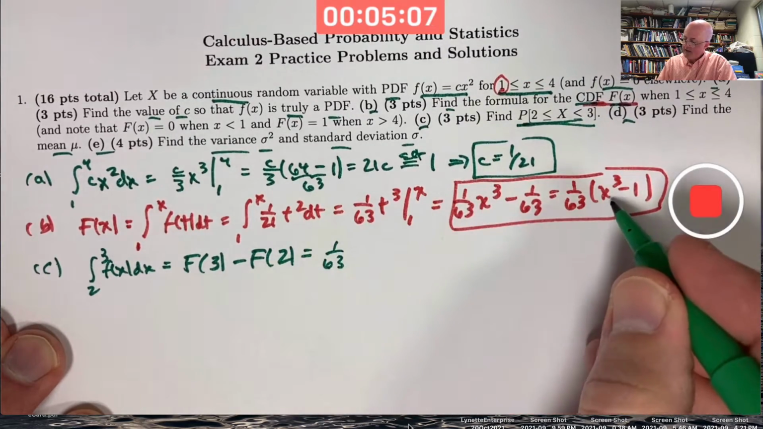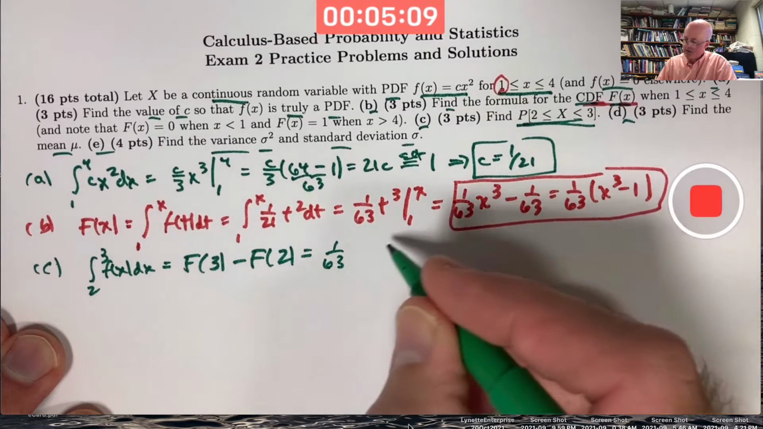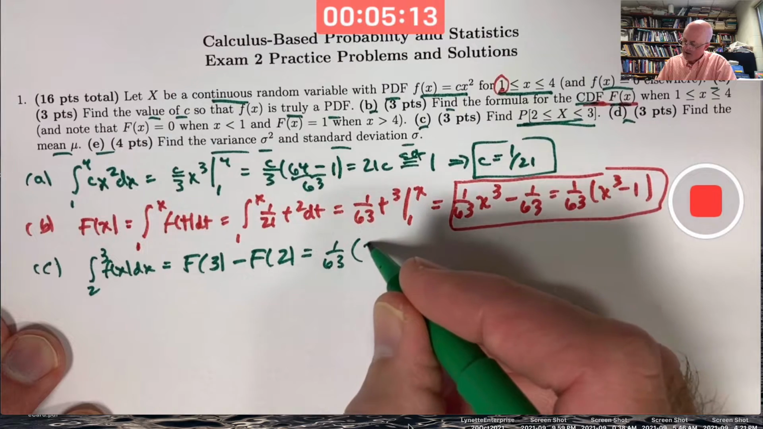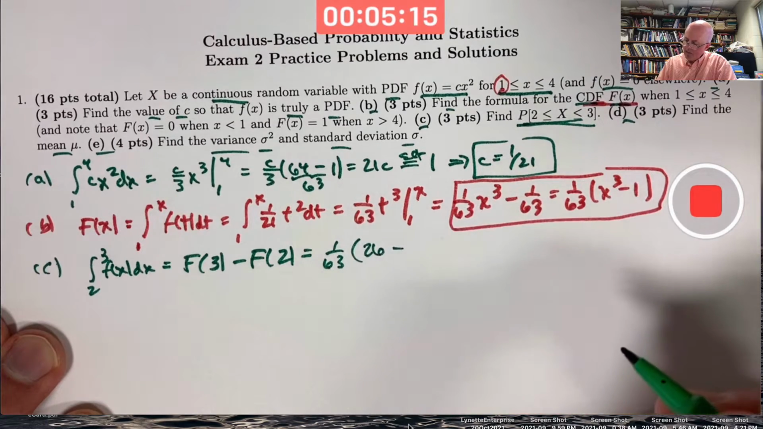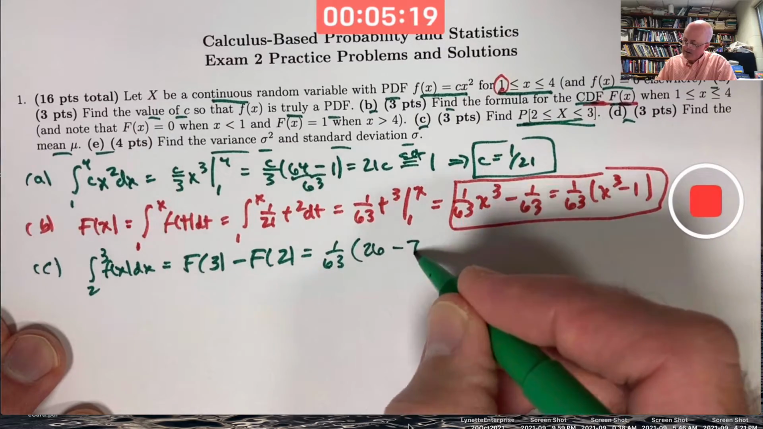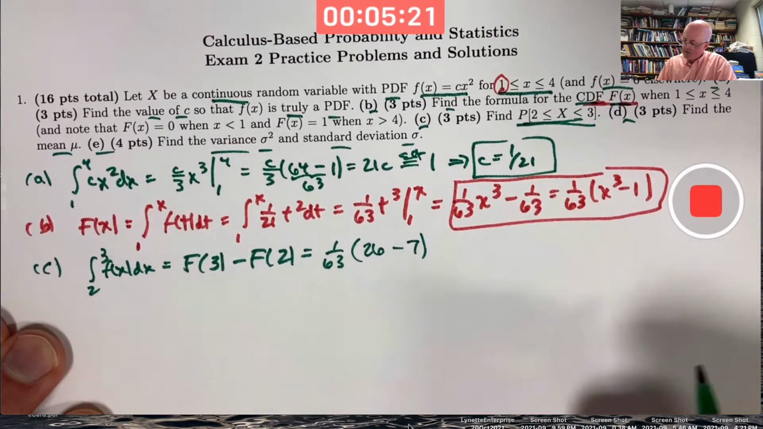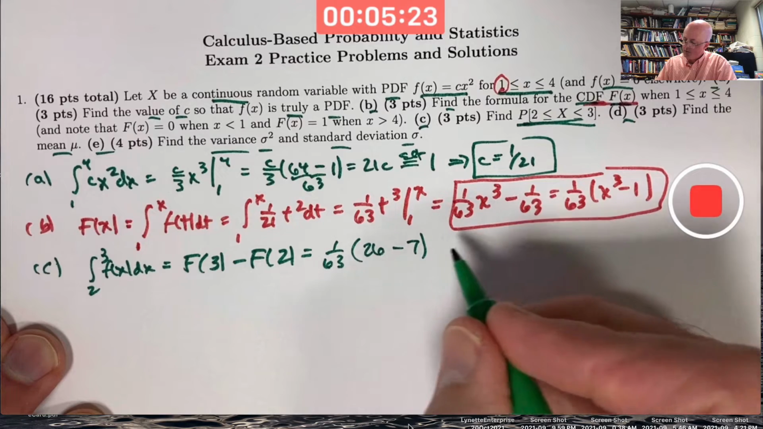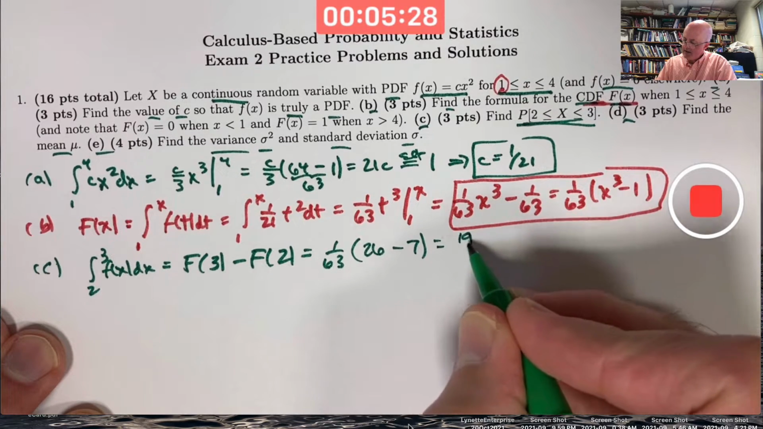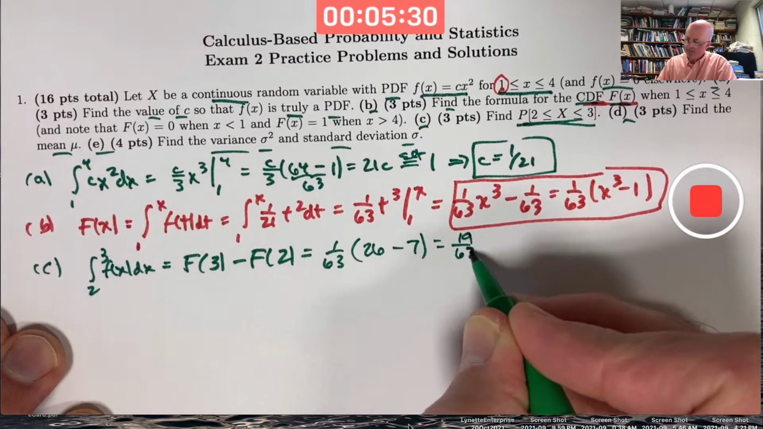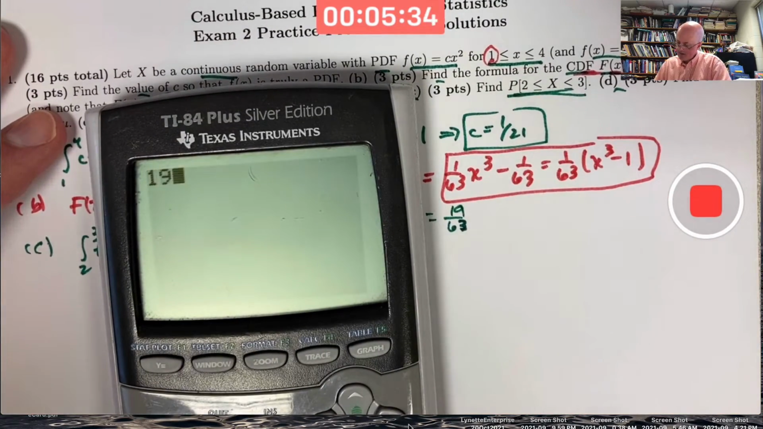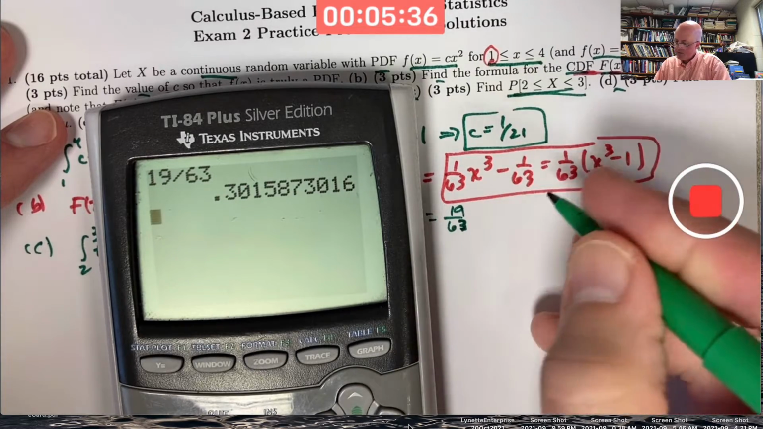When I plug in 3, I get 3 cubed is 27, minus 1 is 26. I'll just go ahead and leave the 63, 1 over 63, factor it out. And then when I plug in 2, I get 2 cubed is 8, minus 1 is 7. Again, the 1 over 63 is really ultimately factored out of both of those terms. And 26 minus 7, that's going to be 19, so we get 19 over 63 for the answer. If I was after a decimal approximation, we see it's about 0.302.